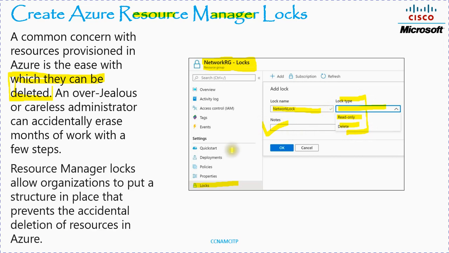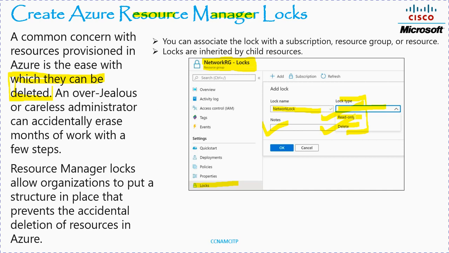So guys, Resource Manager locks allow an organization to put a structure in place that prevents the accidental deletion of resources in Azure. So this is very simple. The advantage of Azure Resource Manager locks is to protect your data or resources from being deleted accidentally. Basically, it prevents the accidental deletion of resources in Azure. And you can apply it in two ways, one is read only and the second one is delete. And let me give you a little more information about it.